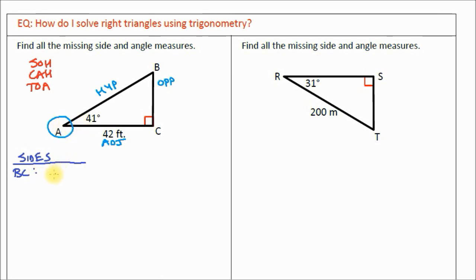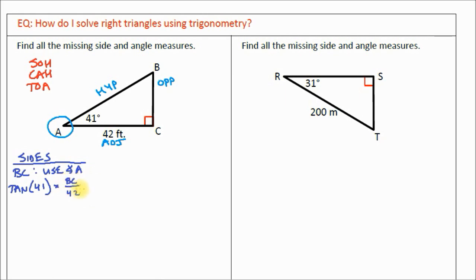So we're going to use angle A as my reference. Angle A, I know adjacent and I want to know opposite. So adjacent and opposite is tangent. So I can go right to my trig function. Tangent of 41. Tangent is opposite over adjacent. Opposite I don't know. It's going to be my side BC. Adjacent I know, and that's 42.